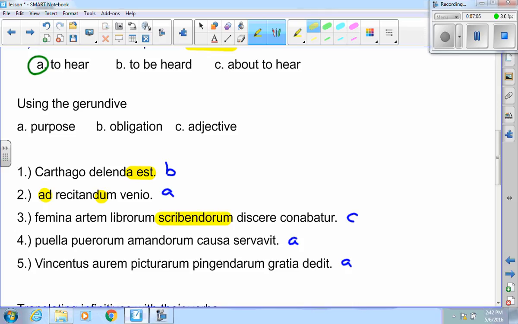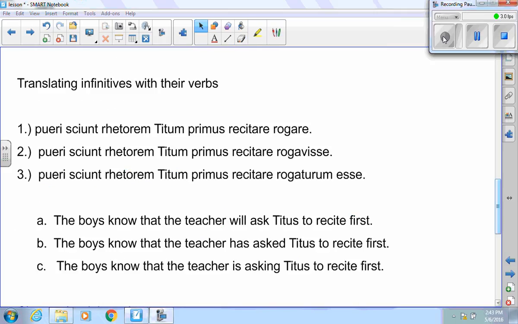That's an adjective. The next one, if you're smarter than I am, you realize that I messed up on making them a genitive. I have causa. So if I have causa, I have a purpose clause. The last one, I have gratia. Have gratia, have a purpose clause.